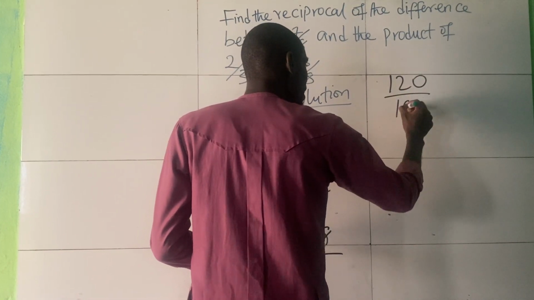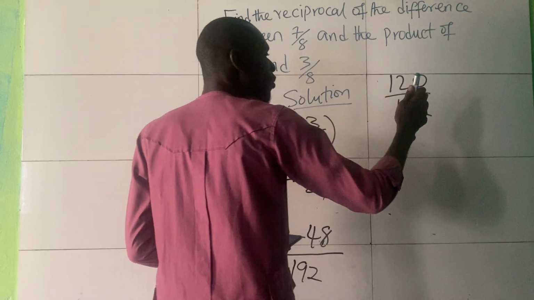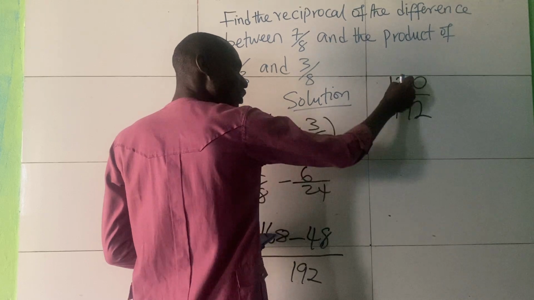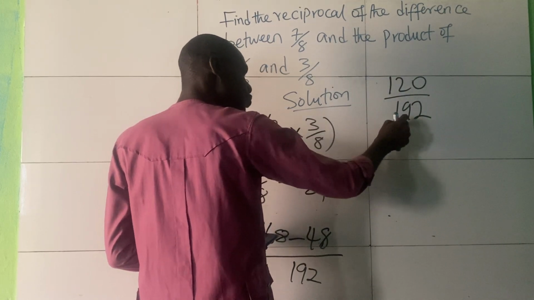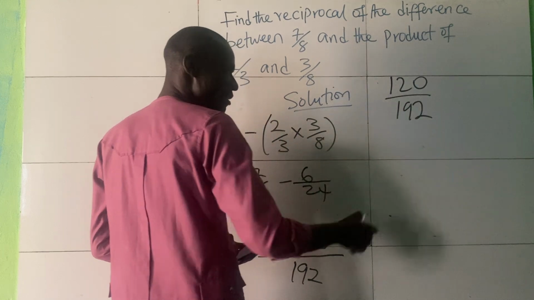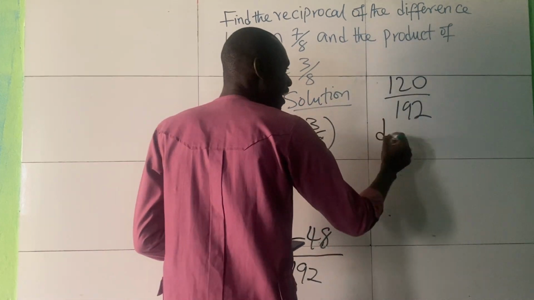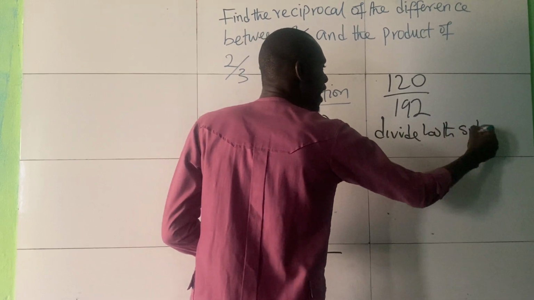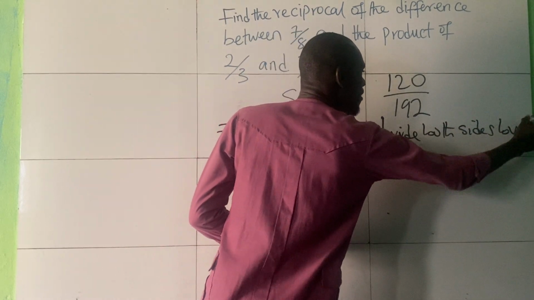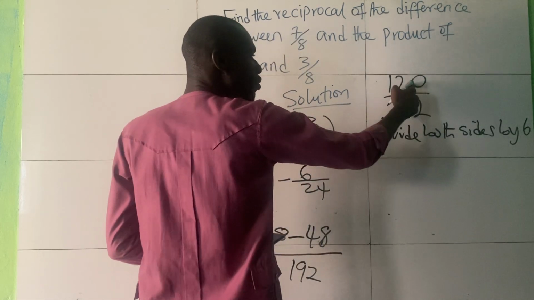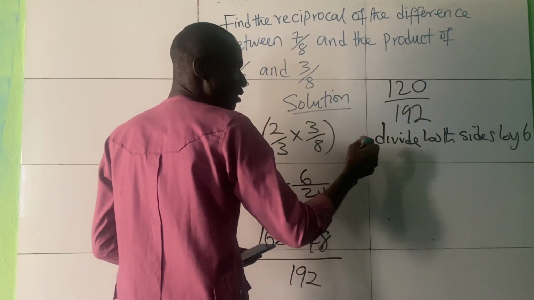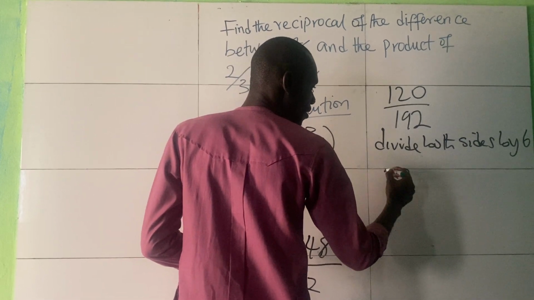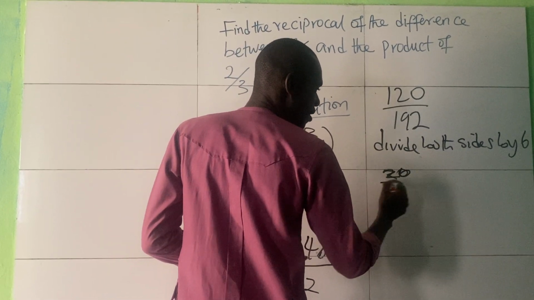120 all over 192. At this point, I believe strongly that 6 can go into 120 and 6 can go into 192. So divide both sides by 6. So 6 going into 120, we are going to have 20. We are going to have 20 all over.